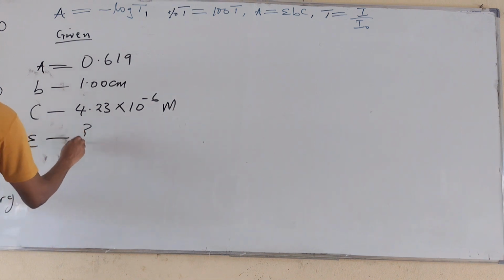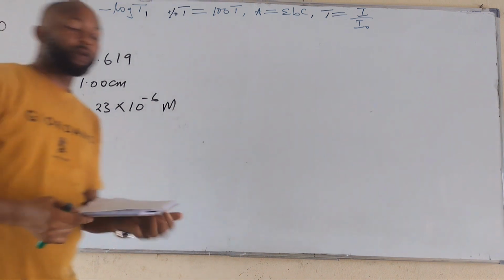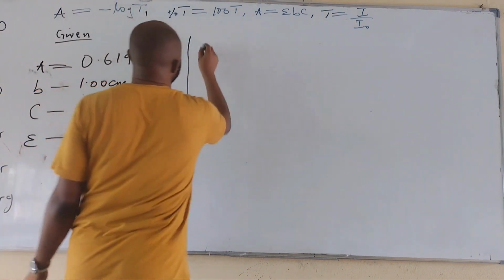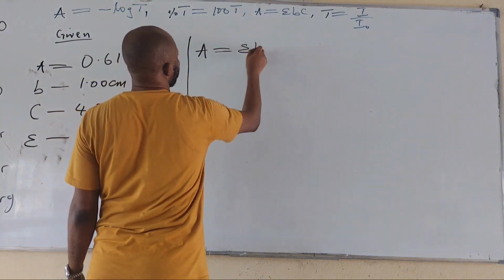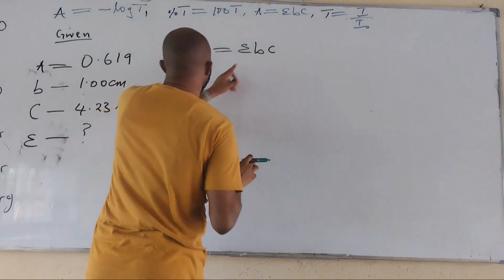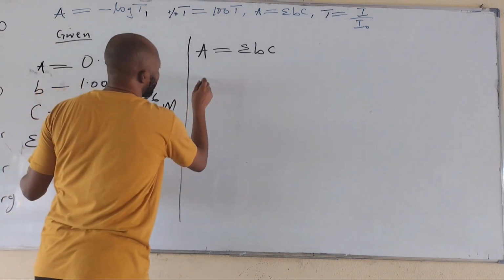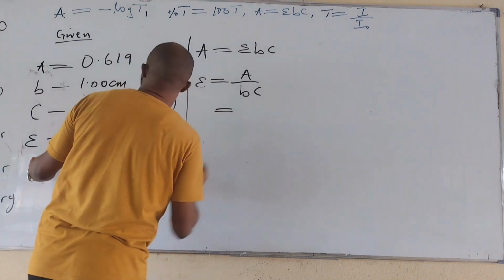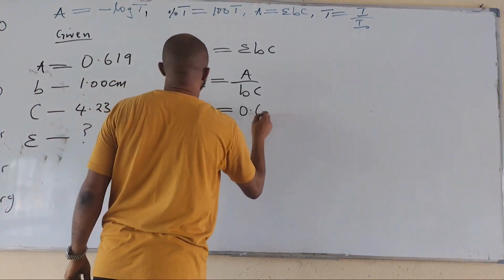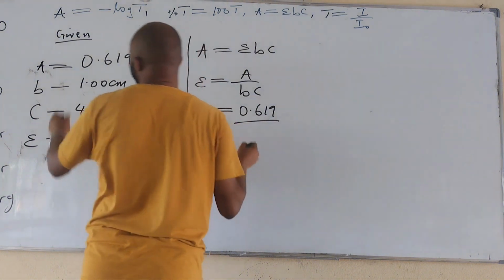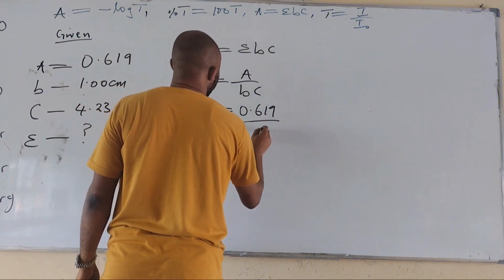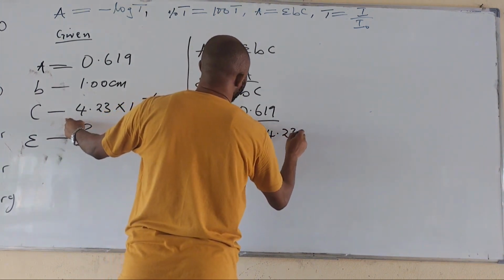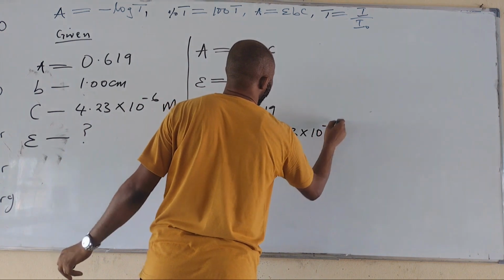This is what we've done. So we just apply our formula, correct? We say A is equal to epsilon B C. We're looking for this, so I make it the subject. This becomes A over BC, and this is equal to my A, 0.619, over my path length, 1.0, times my concentration, 4.23 times 10 raised to the power minus 6.